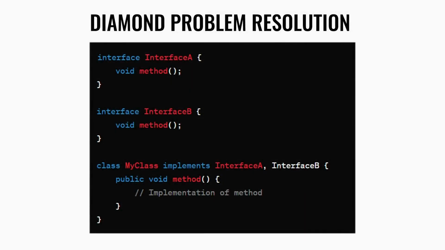Java doesn't allow inheriting multiple classes, but it does allow implementing multiple interfaces. A class can implement multiple interfaces, each of which can declare methods. However, since interfaces cannot contain method implementation, there is no ambiguity in method resolution.